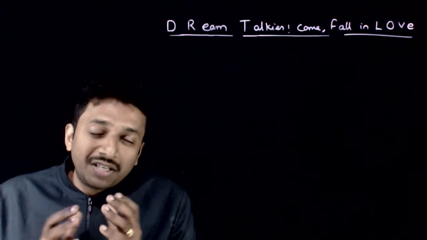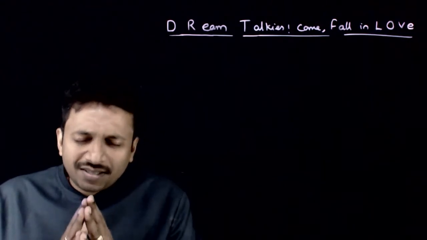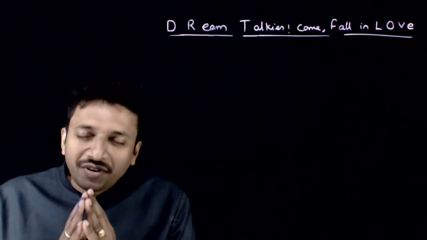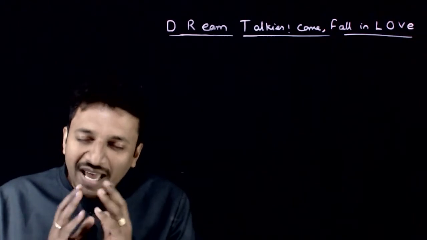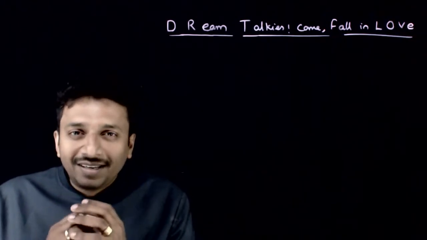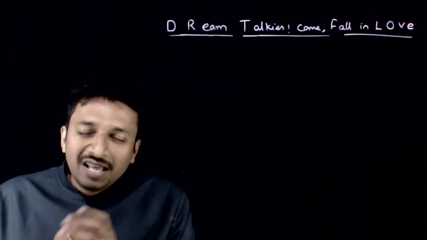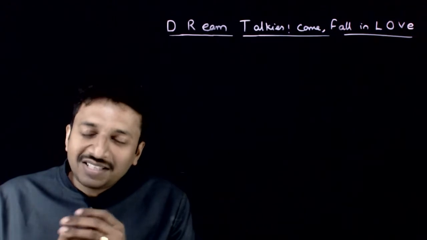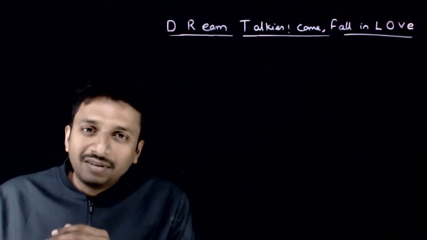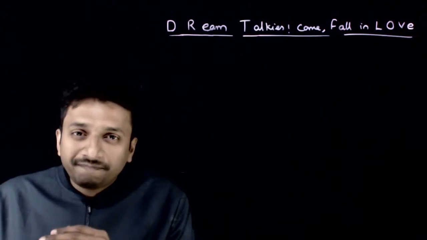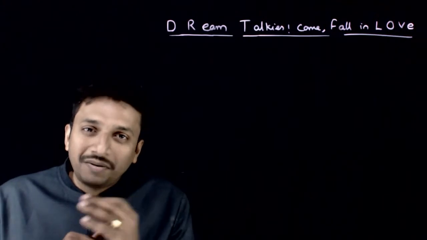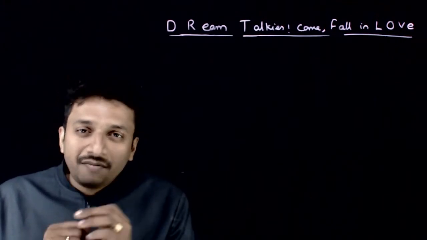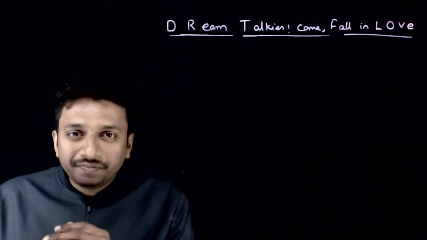Let us take a pause, close our eyes, and remember the topics that we have learnt. We have a prop that is available for us: dream, talk is come, fall in love. D stands for definition. So what is the definition of a set? Well-definedness, well-distinguishability. What are elements of a set? We have seen the notation belongs to.